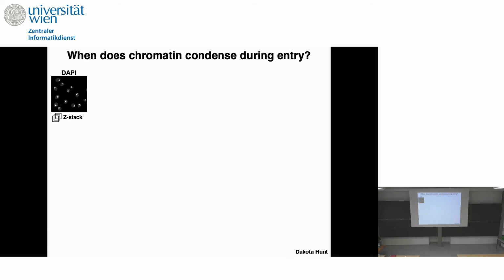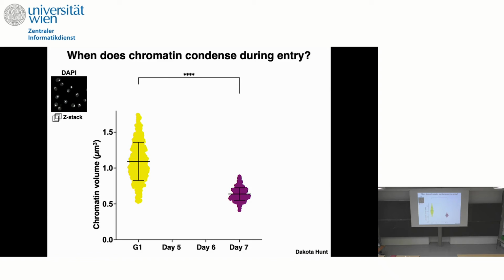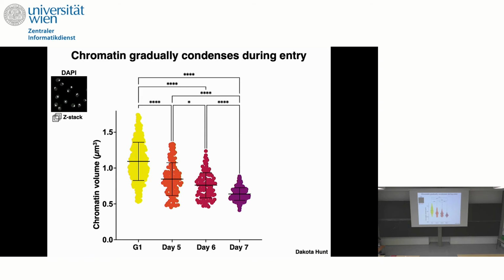And so we have done a DAPI, low resolution method looking at the progression of condensation during quiescence entry. So here we're looking at G1 arrested cells and our quiescent cells. We can see that we have very condensed chromatin in these quiescent cells. And we also looked at day 5 and day 6 going into quiescence entry. So we can see that this condensation is really a gradual process that seems to take basically the whole week, right? Which is very odd because a week is very long in yeast time.